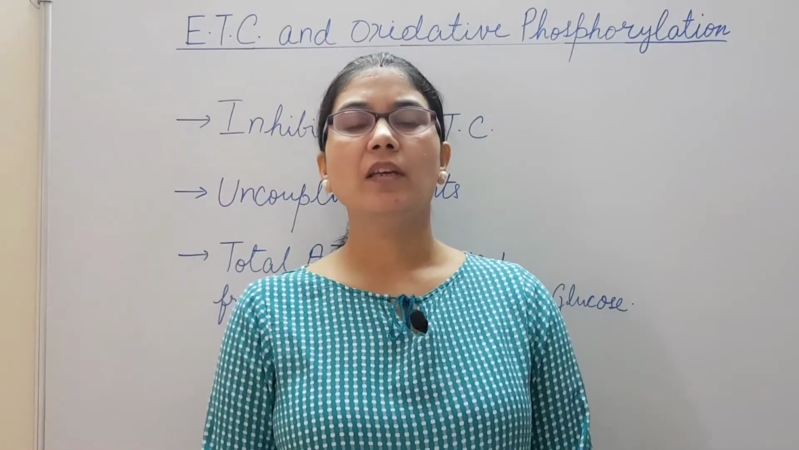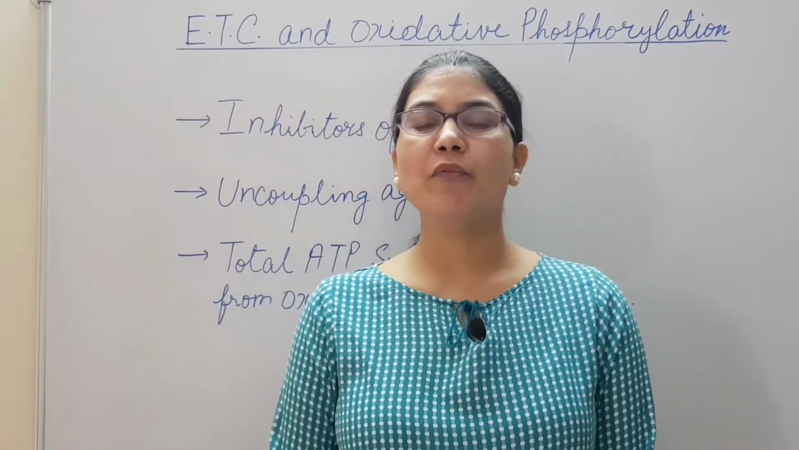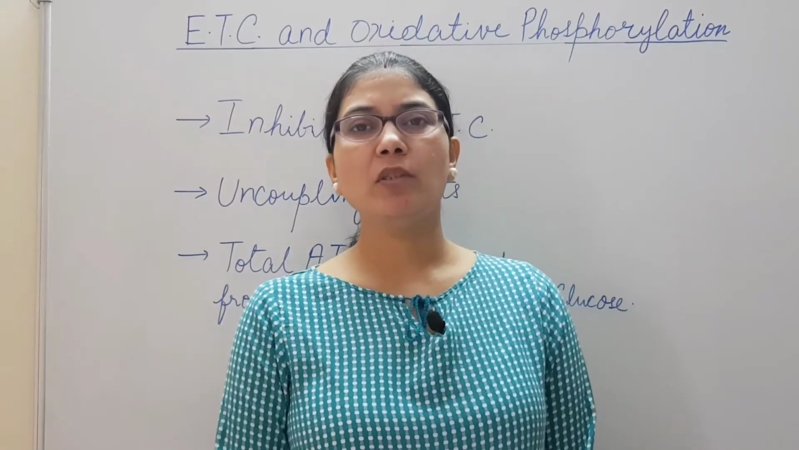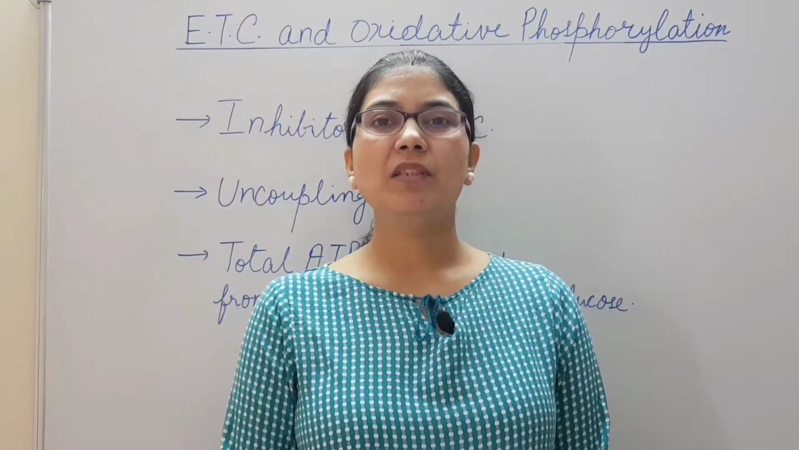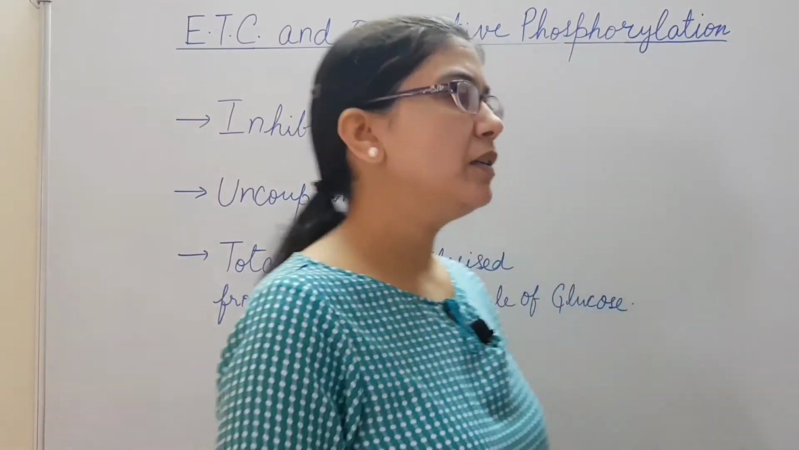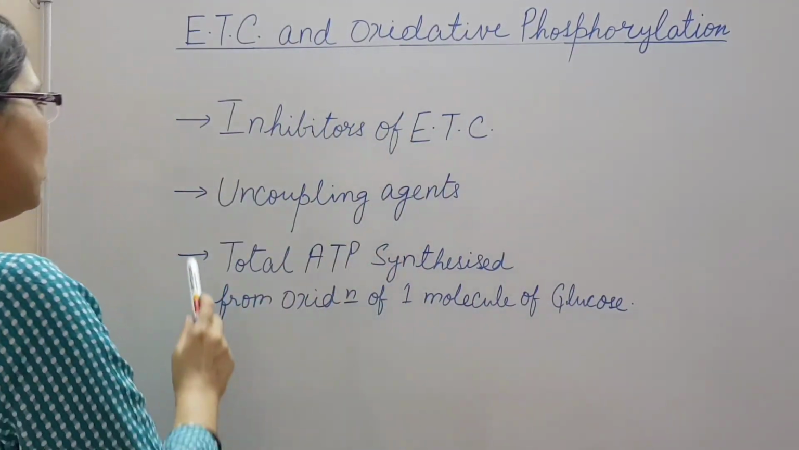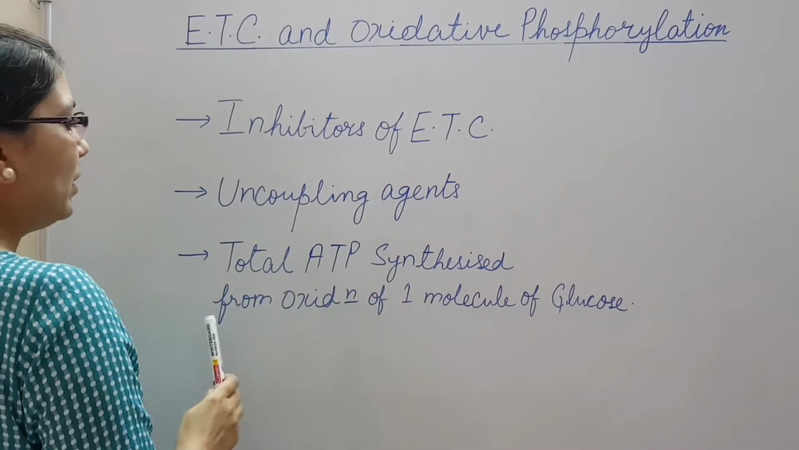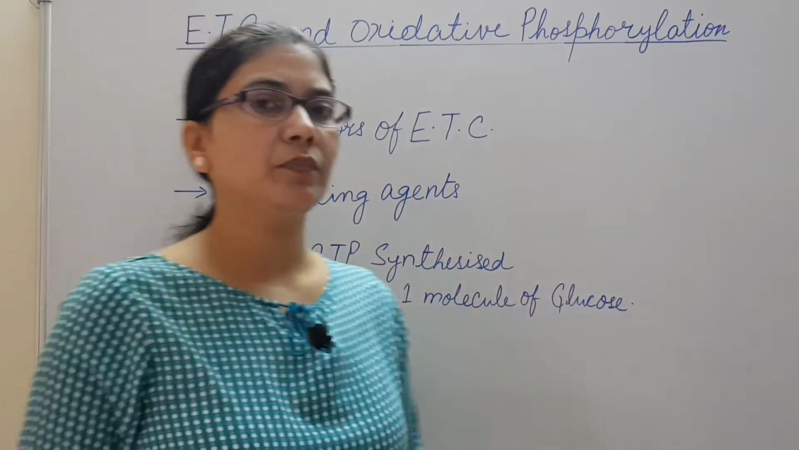Hello everyone. In the second part of electron transport chain and oxidative phosphorylation, we have already seen the electrochemical proton gradient and chemiosmotic theory, then we studied the structure and function of ATP synthase and how ATP synthesis takes place. In this part, we will learn about the inhibitors of electron transport chain, uncoupling agents, and then we will calculate the total ATP that is synthesized from oxidation of one molecule of glucose.